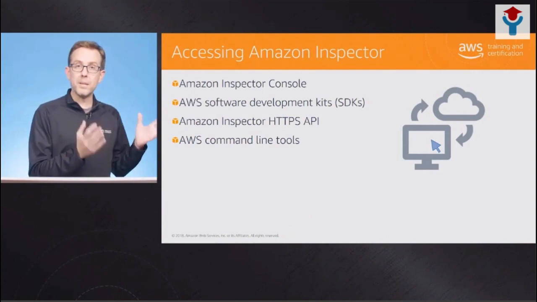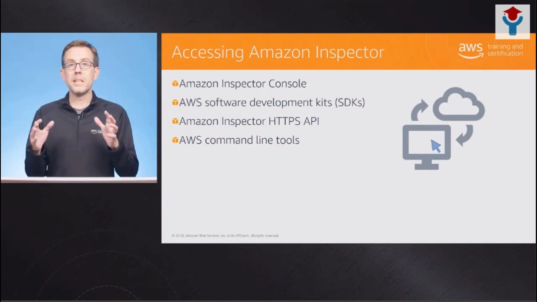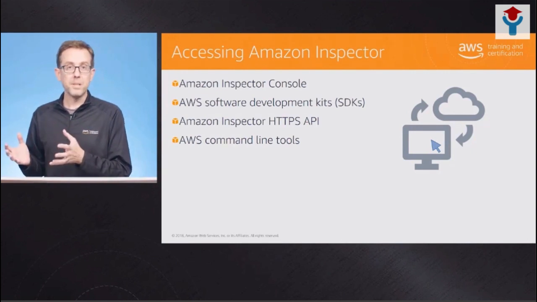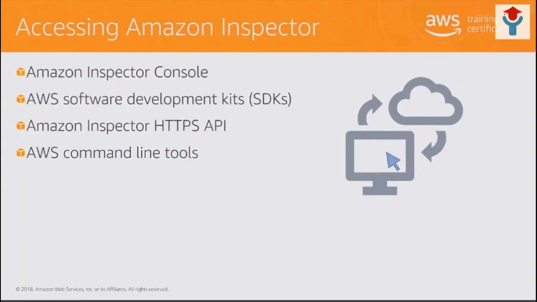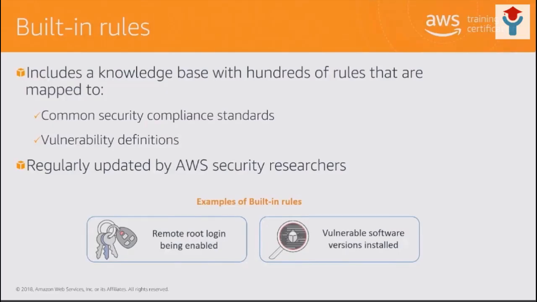Sign into the AWS Management Console, then open the Amazon Inspector Console, a browser-based interface that allows you to access the service. You can also use the AWS CLI, the SDK, or the API to access the service. Using the AWS command line tools to execute Amazon Inspector tasks can be faster and more convenient than using the console. To help you get started quickly, Amazon Inspector includes a knowledge base of hundreds of rules mapped to common security compliance standards and vulnerability definitions.